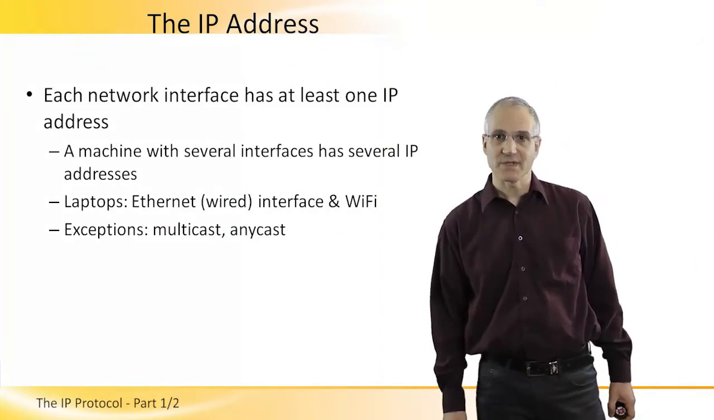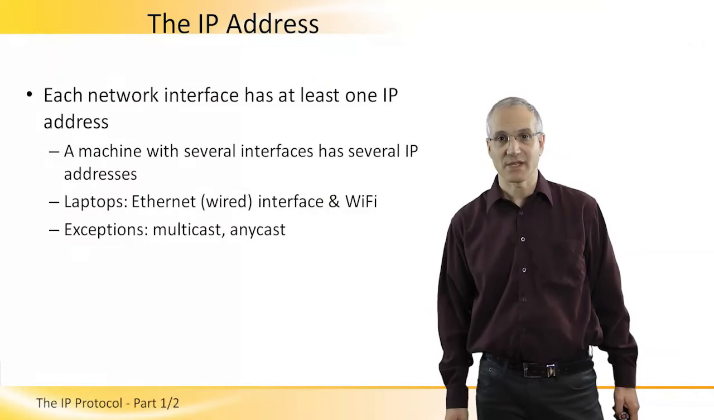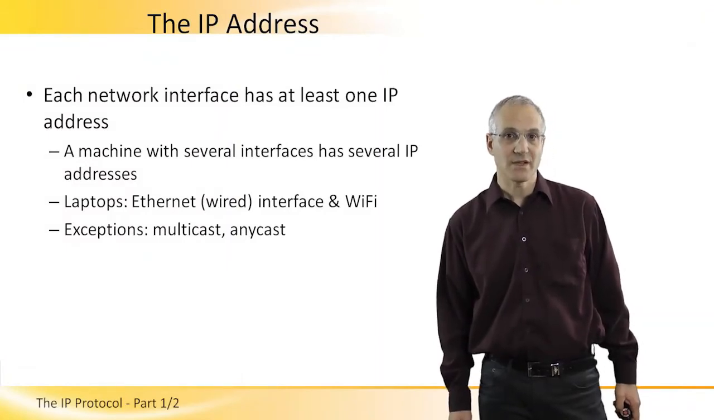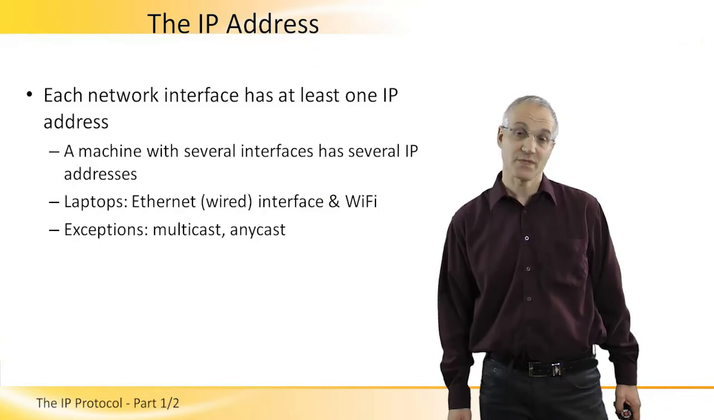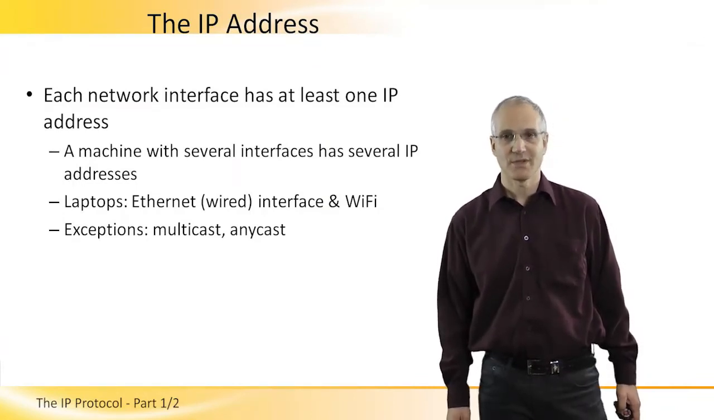So they need to have 2 IP addresses if they are both active. However, there are some exceptions. Some IP addresses are not unique. For example, multicast IP addresses or anycast. Multicast is the case where I want to transmit a packet to a group of receivers. Anycast is the case when I want to transmit a packet to any one of a group of receivers, but not all of them necessarily.